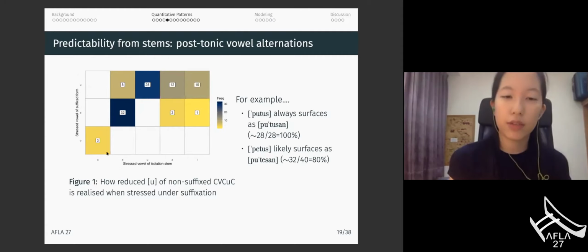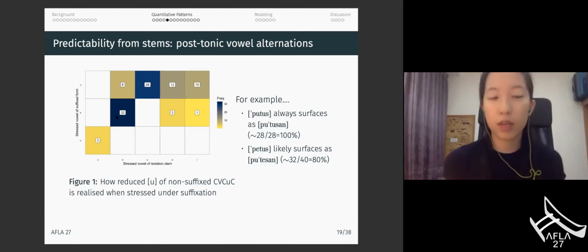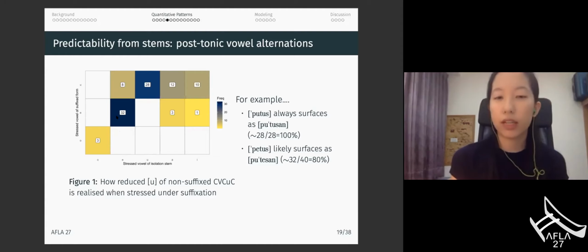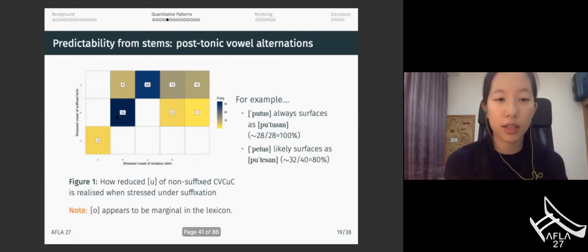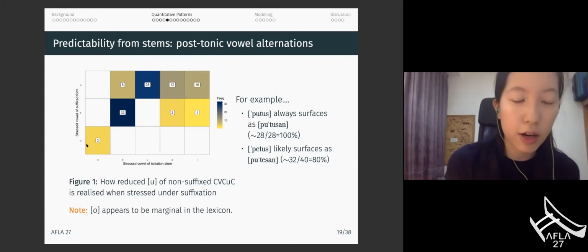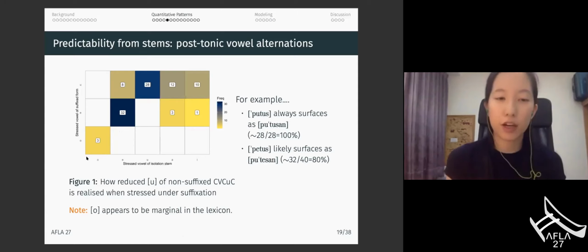Similarly, if the stress vowel of the isolation stem is A, then the stress vowel of the suffix form is most likely A. And while this pattern is not exceptionless, it is true for 80% of the relevant forms. So because of this vowel matching pattern, we can sort of undo the neutralization caused by post-tonic vowel alternations, given just the stems. Just as a note, the vowel O obeys this vowel matching pattern, but it's quite marginal in the lexicon. We see only 3 of these, just in the corpus that I have.